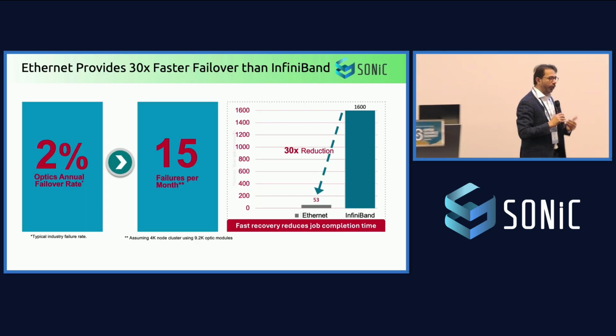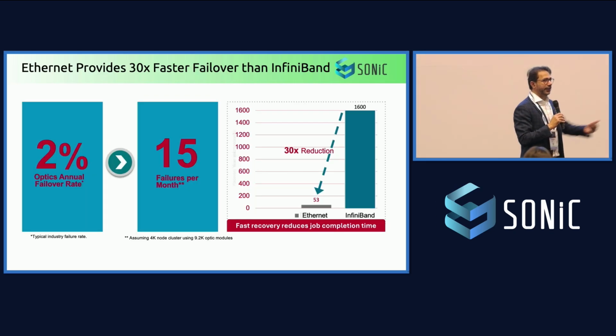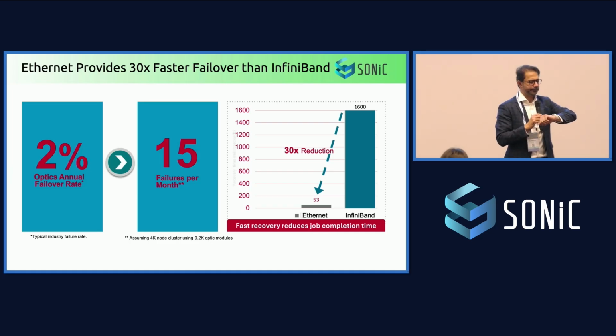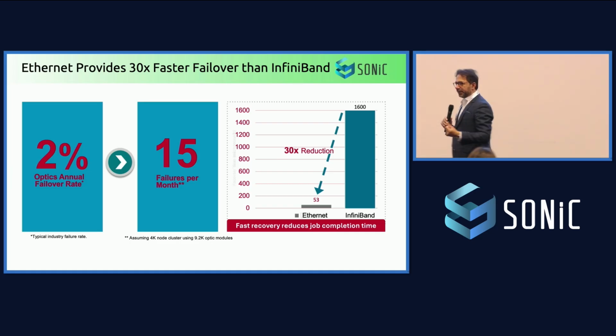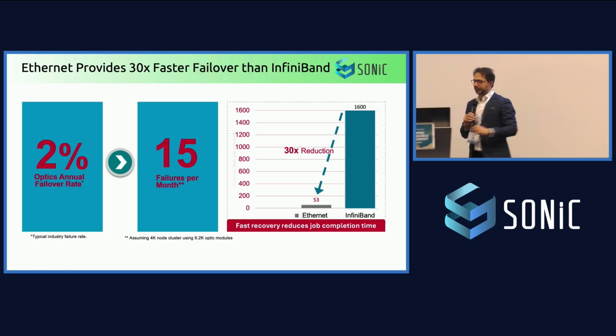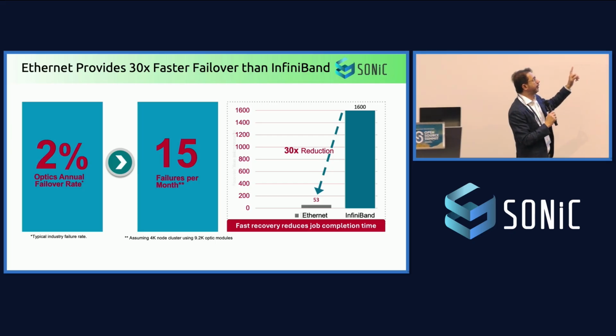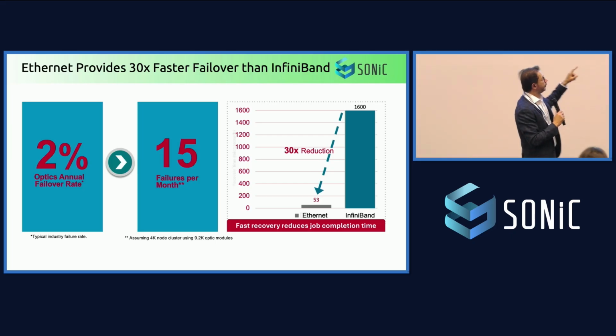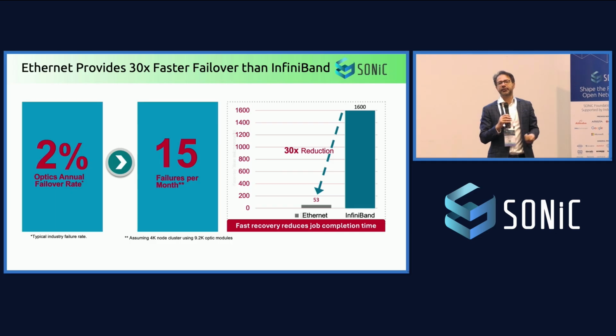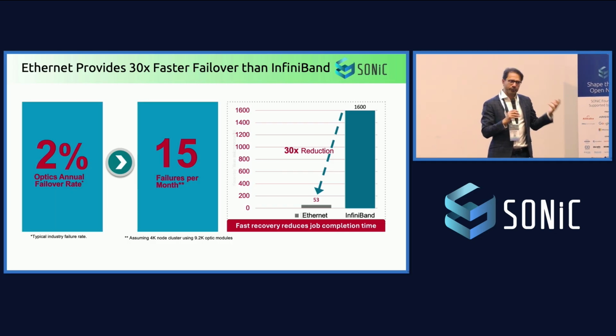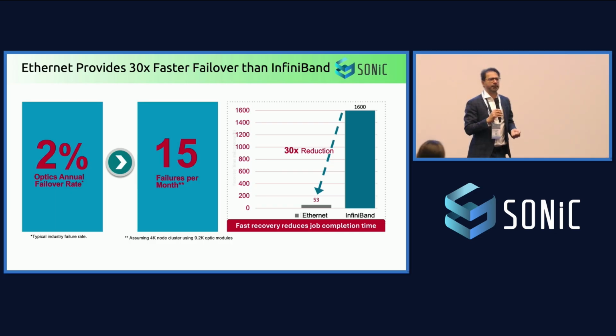The other thing is we are also better in failure recovery. We can recover much, much faster compared to InfiniBand, 30 times faster. This is the worst condition. In the best possible scenario, we can recover 43 times faster than InfiniBand. So once again, Ethernet is a much better technology for AI networking.